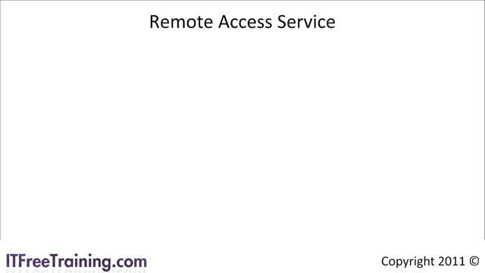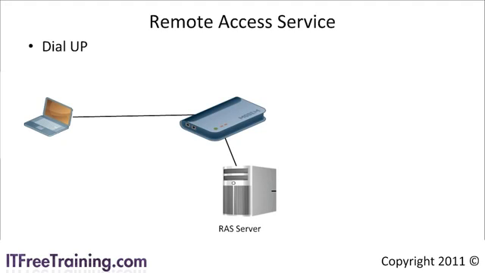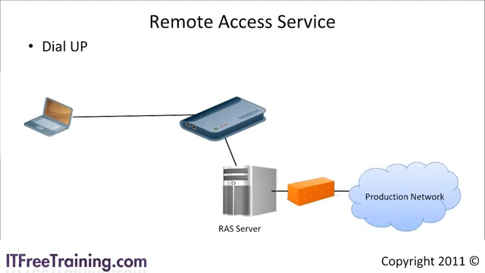Now that you have an understanding of ICS, let's take a look at its bigger brother, Remote Access Service. The Microsoft Remote Access Service provides two basic services for clients. The first is dial-up services. The client will access the RAS server through a modem. Generally, the modem will be in a bank of modems rather than a standalone modem. The RAS server will provide access to the production network for the client connected to that modem.